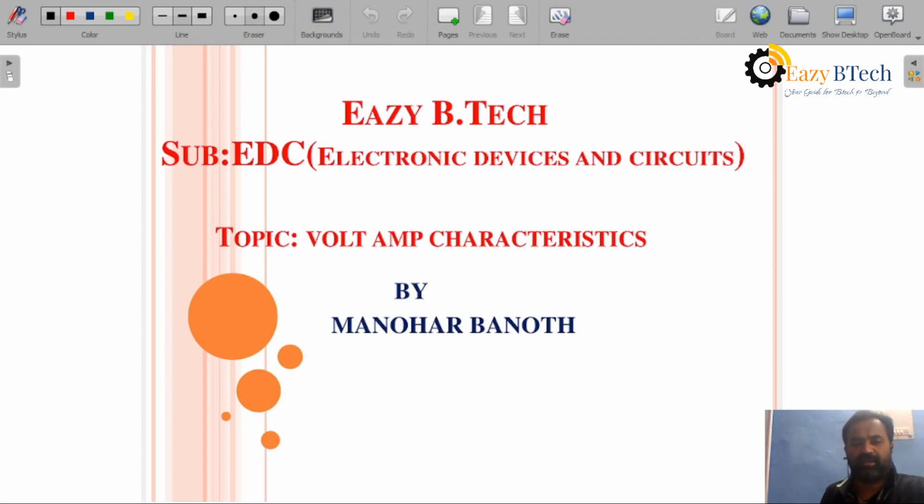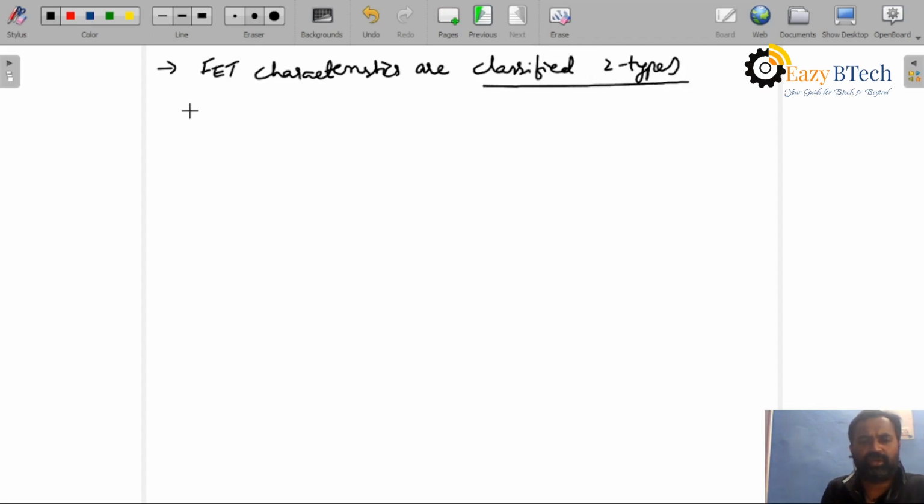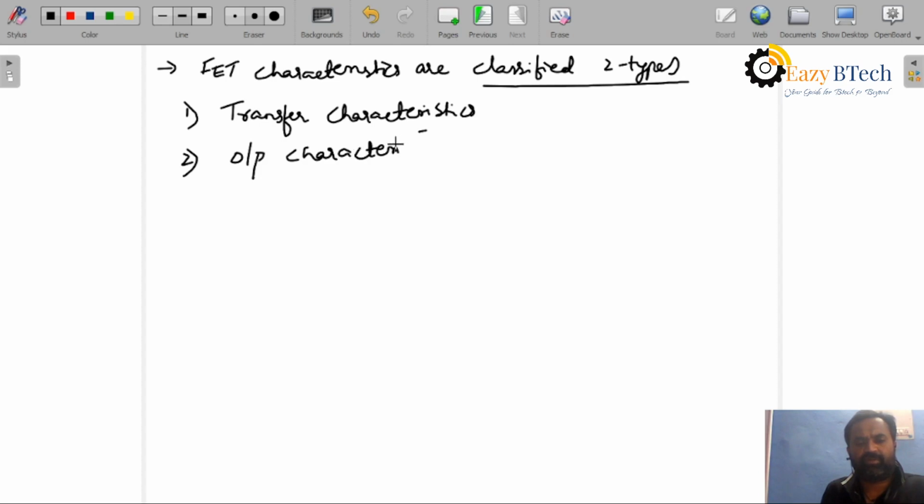Today we will discuss the volt-ampere characteristics of FET. FET characteristics are classified into two types. Number one, transfer characteristics, and second one is output characteristics. They are transfer characteristics and output characteristics.